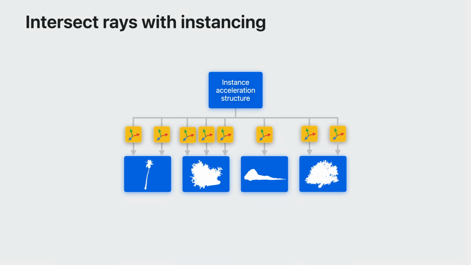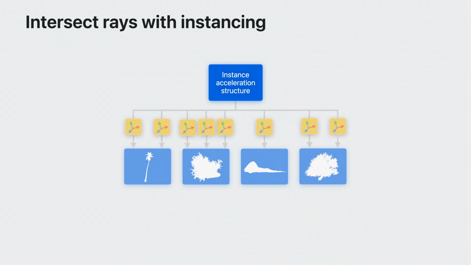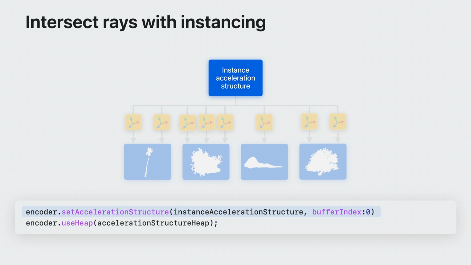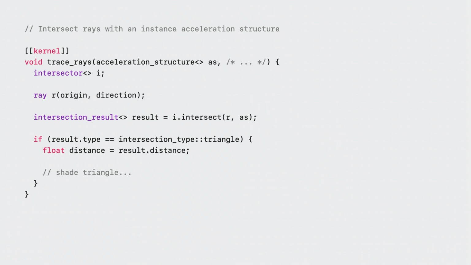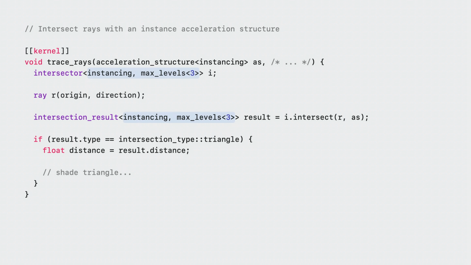Intersecting rays with an instance acceleration structure is very similar. Bind your instance acceleration structure the same way you bind a primitive acceleration structure. And be sure to call useResource or useHeap to make the acceleration structures referenced in your instance acceleration structure available on the GPU. You only need to make a couple of changes to your GPU function to intersect rays with an instance acceleration structure. First, add the instancing tag to the acceleration structure type. Then add the instancing and max levels tag to your intersector and intersection result.